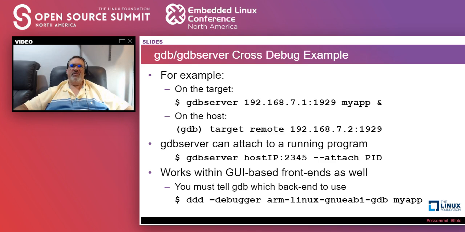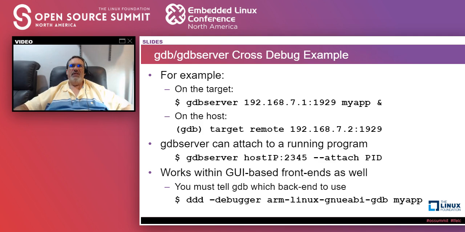But then at that point in time, as soon as I do the target remote, I'm connected to the target and I start seeing source code. I can also use the file command. And from the file command, I can then load the executable with all the debugging code in it into the debugger. And then once I've loaded it into the debugger, I can start stepping, setting my breakpoints and things of that sort.